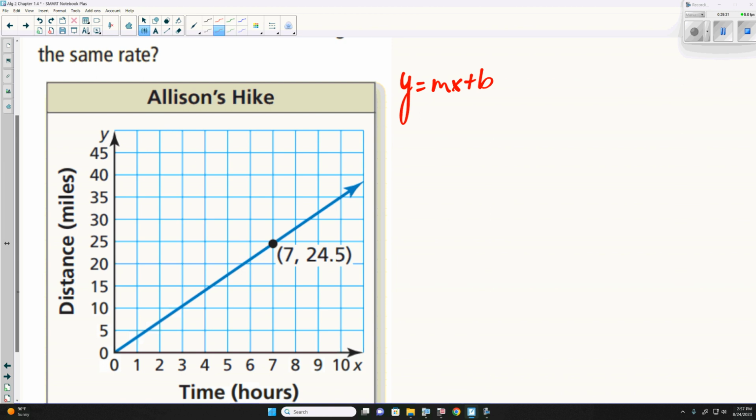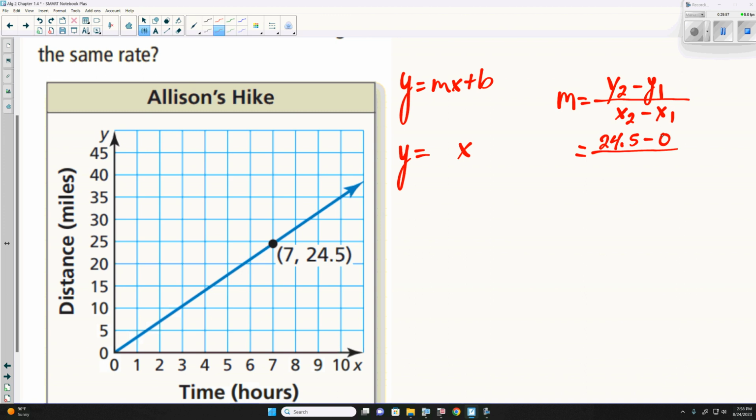0, 0. So that means the value of b is 0, so we can leave it off. But we do need to find the slope. Now what are our two y values? 24.5 and 0, with corresponding x values 7 and 0.